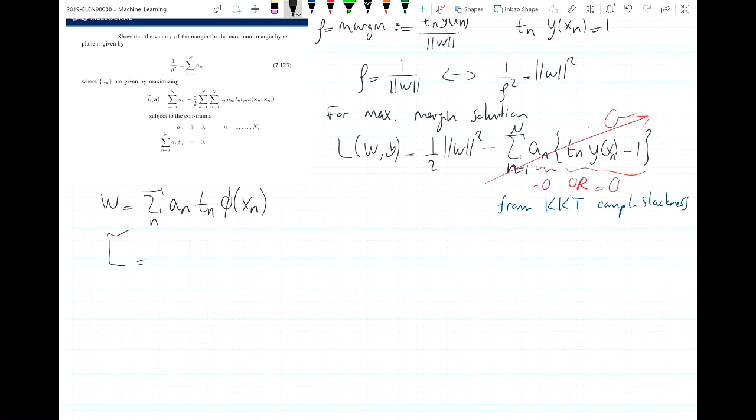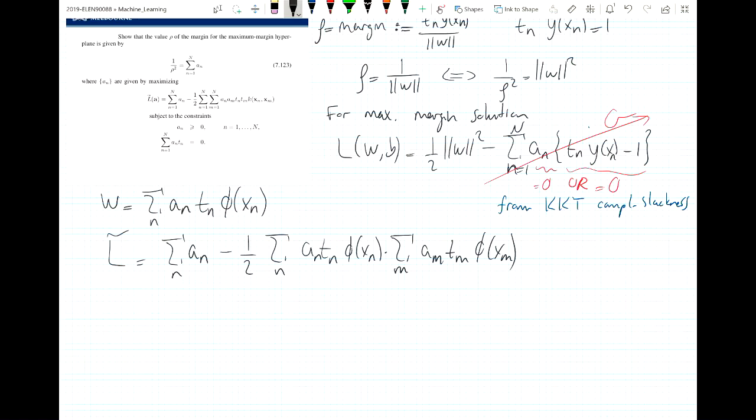The dual will then be the sum of a_n, again from the slides, minus 1/2. And that would then be a_n t_n. If you go back to the slides, you can write that double sum over n. There's a double sum in the dual that writes like this: phi of x_n, and then you can bring as sum over m, a_m t_m phi of x_m.